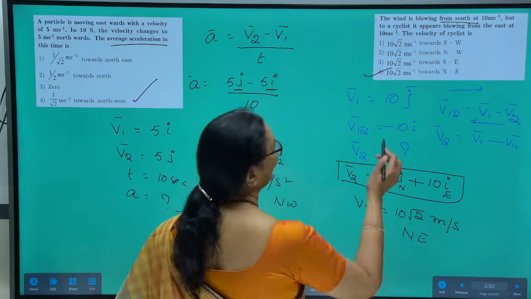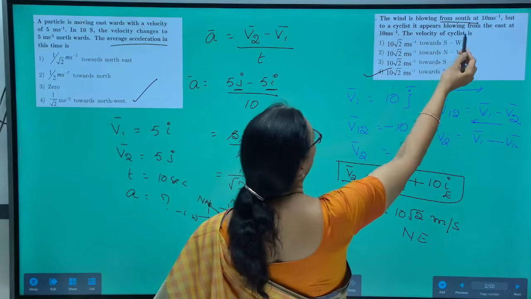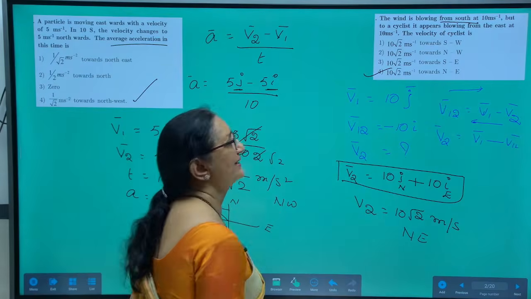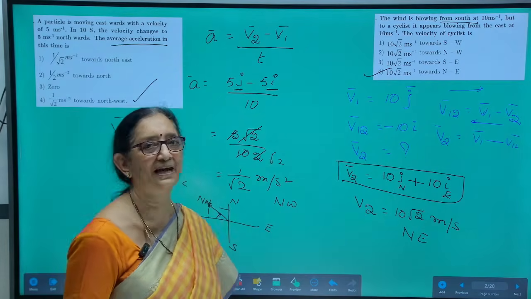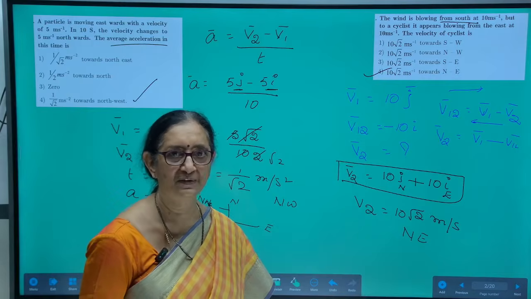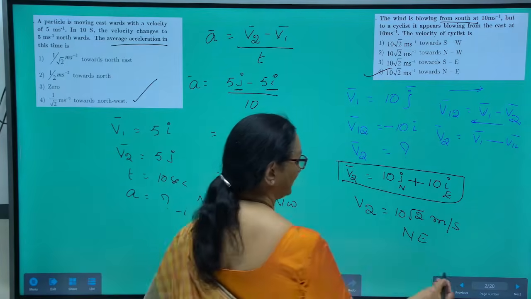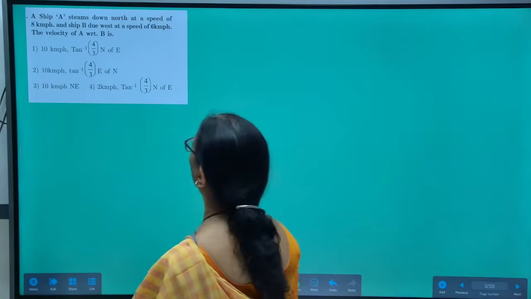Towards northeast, look here, exactly towards northeast. That is the correct answer for that problem. Right. Now let us go to the next problem.